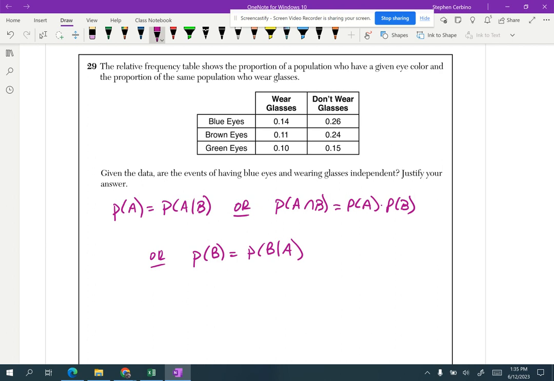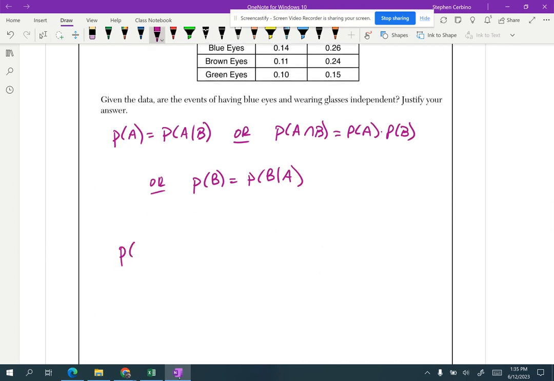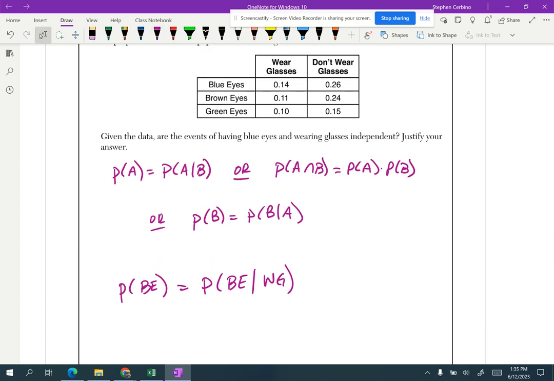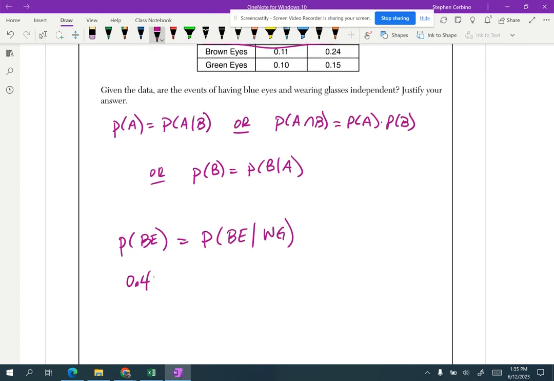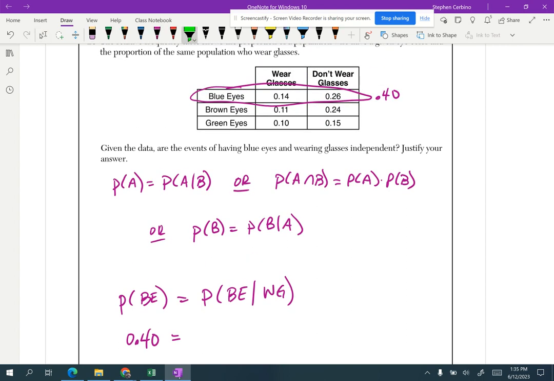So they're talking about blue eyes and wearing glasses. I'm going to test: is the probability of having blue eyes the same as blue eyes given that you wear glasses? Well, the probability of having blue eyes would be this whole row, which would add up to 0.40. The probability of blue eyes given wearing glasses is this column. That whole column is 0.35 if you add it all up.